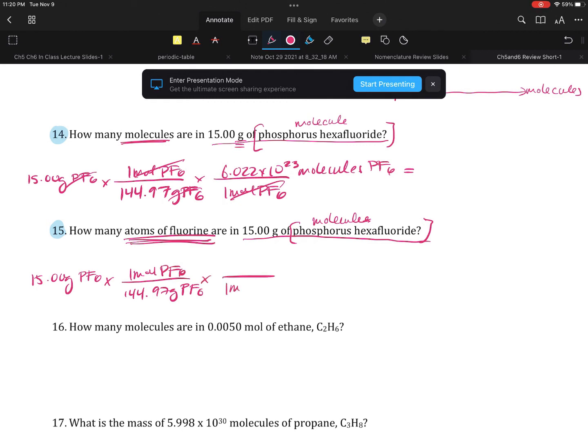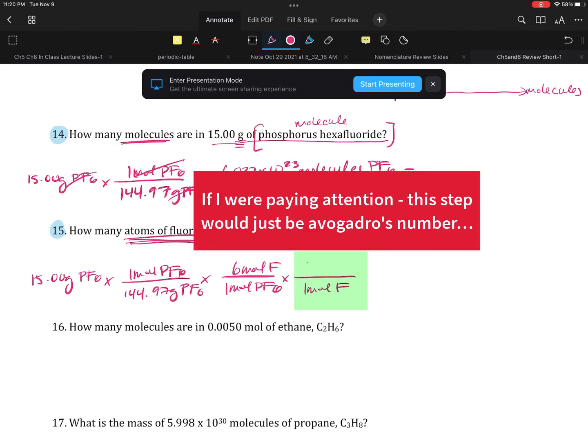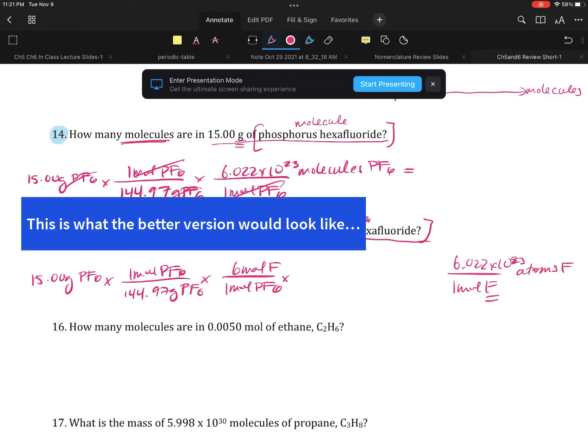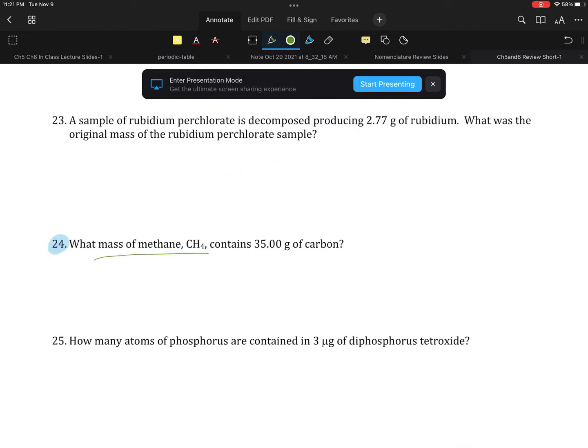Now, here I'm going to take my moles of PF6 and relate that to moles of fluorine in PF6, which would be 6. Now, this is what happens when you're not paying attention: I'd go from moles to grams of fluorine without thinking about it, and then I'd have to turn my grams of fluorine back into moles of fluorine, because that was ridiculous. Now I can use Avogadro's number to get us to atoms of fluorine, because fluorine is an element, elements are made of atoms, and that is the appropriate term, and we've done this correctly.